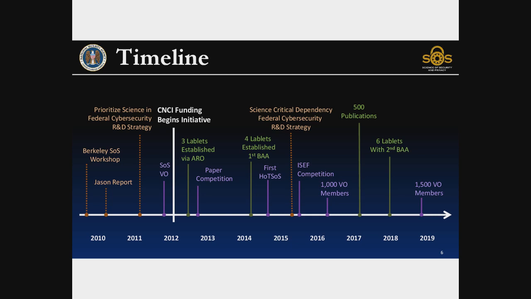NSA procurement is not the fastest process in the world, so we started off there and then started the larger procurement process for a more sustainable program. Our first 3 lablets were Carnegie Mellon, North Carolina State University, that's in Raleigh, North Carolina, and the University of Illinois at Urbana-Champaign.